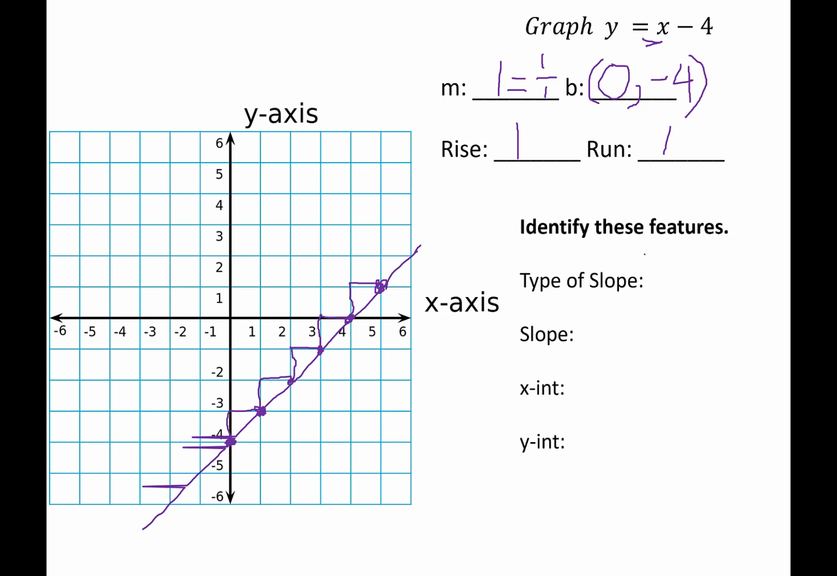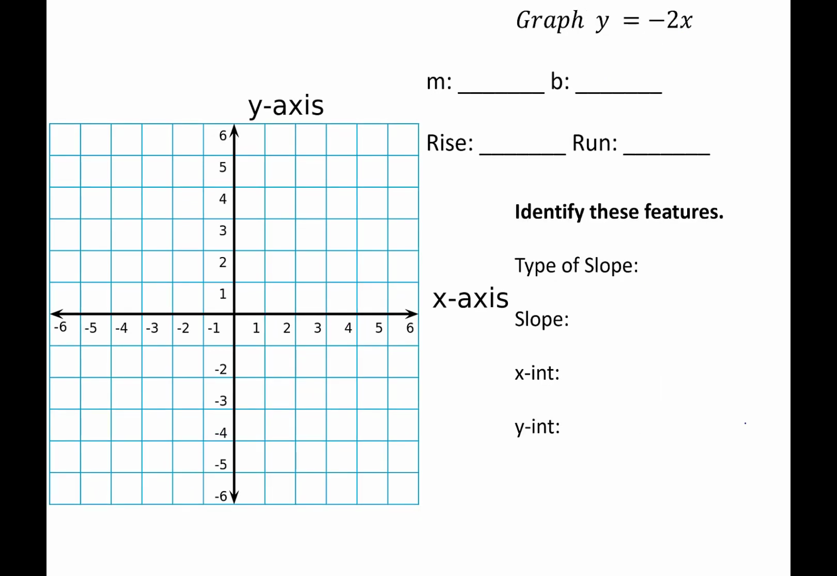All right, so what type of slope do we have? Positive. What was my slope? It was 1. Okay, what is my x-intercept? Where does it cross the x-axis? It crosses the x-axis at 4, 0. Okay, y-intercept crosses at 0, -4. All right, I'm going to do one more like this, and then we'll talk about a couple special cases.